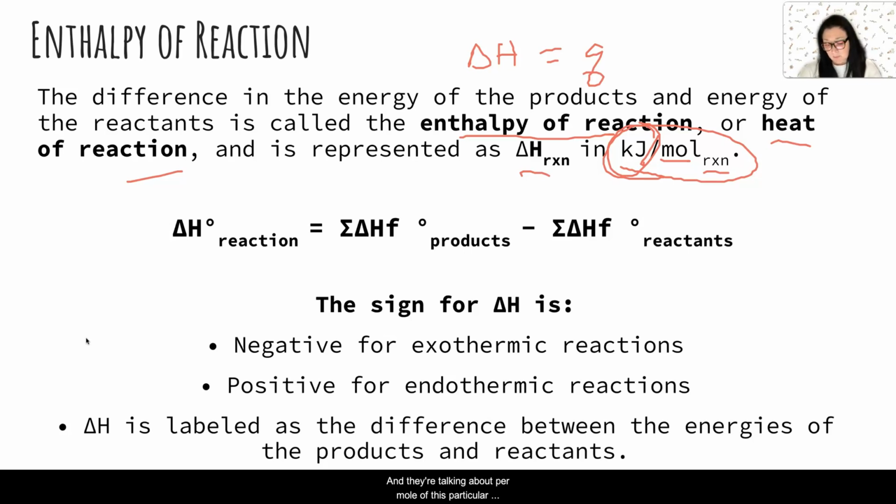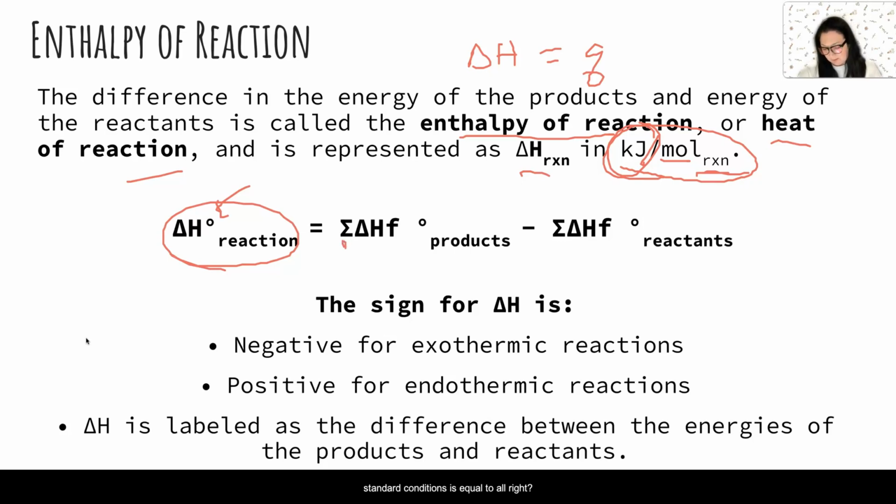And they're talking about per mole of this particular reaction, which is why they have the subscript RXN. However, that's not required, so you don't have to put it. Now, this is basically the delta H of the reaction. Remember that little naught symbol there means that you're at standard conditions.